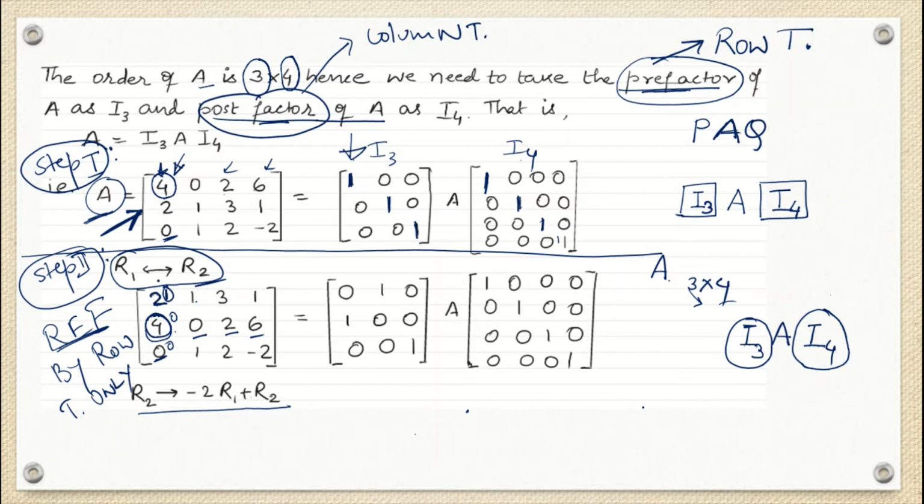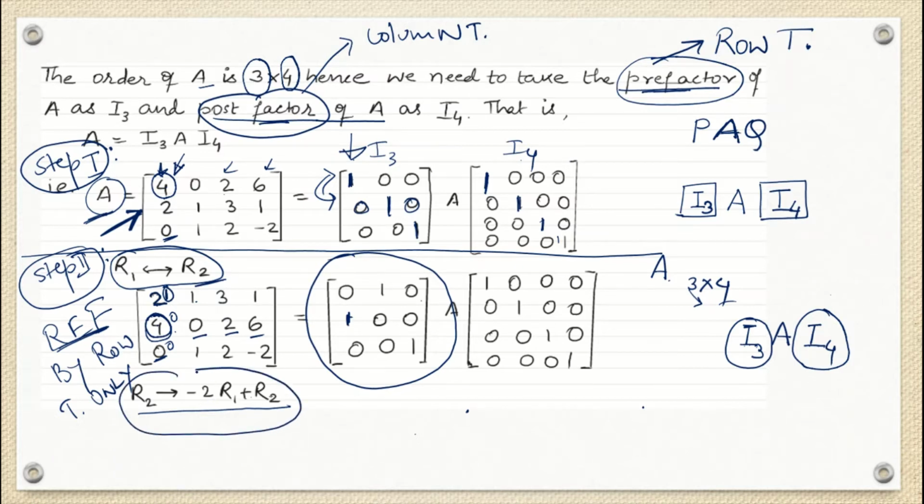Fine. So here what we had done, we had interchanged row 1 with row 2. So here also we have interchanged row 1 and row 2. So row 2 is now row 1, 0 1 0, and 1 0 0 is at the second row. Fine. So second thing is, whatever operation I am performing here, I have to perform at this place also.